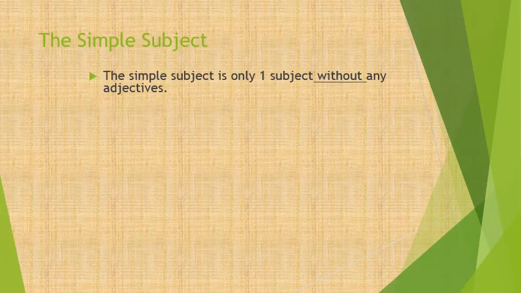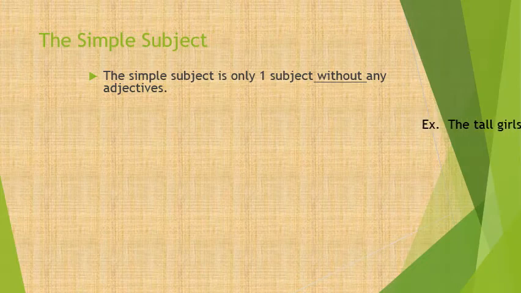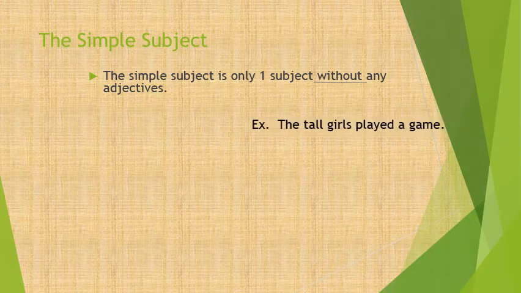We discussed the subject in general, and now it's time to talk about it in details. The first thing is the simple subject. It is one subject without any adjectives. I repeat, one subject with no adjectives. Example, the tall girls played a game.